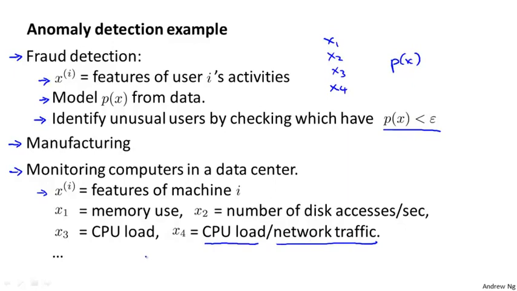Then, given a data set of how the computers in your data center usually behave, you can model the probability of X. So you can model the probability of these machines having different amounts of memory use, or different numbers of disk accesses or different CPU loads and so on. And if you ever have a machine whose probability of X, P of X, is very small, then you know that machine is behaving unusually, and maybe that machine is about to go down, and you can flag that for review by a system administrator. And this is actually being used today by various data centers to watch out for unusual things happening on their machines. So that's anomaly detection.